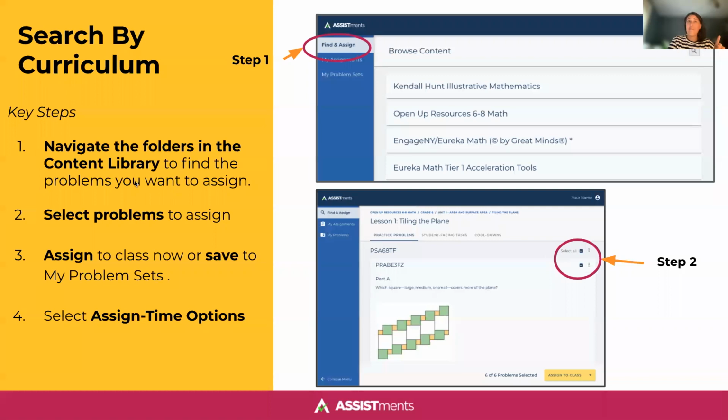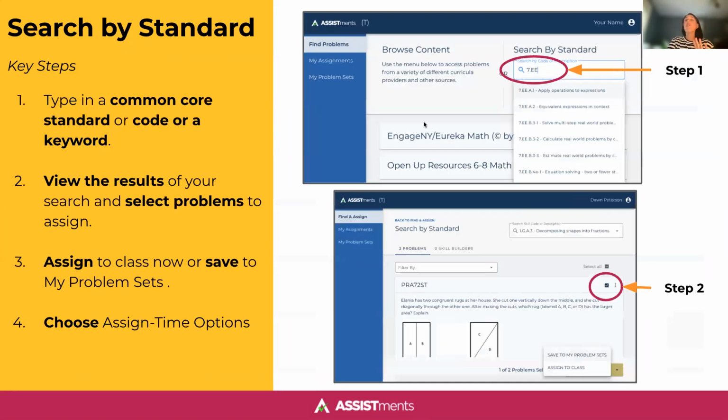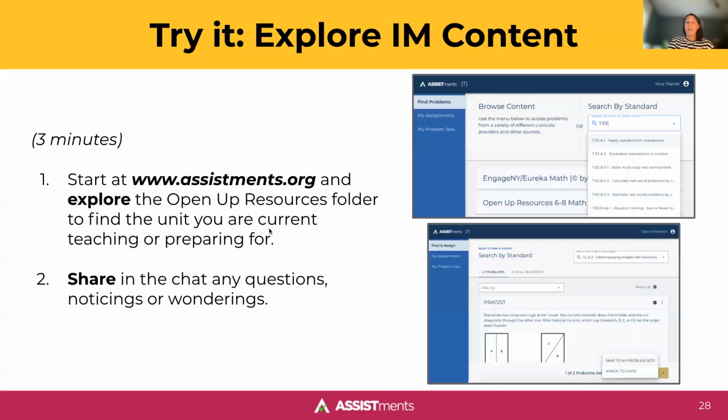So just to recap, you can navigate the folders in the content library, select problems to assign, and I'll talk more about assigning in a minute. Or you could go over to the search by standard box, either type in a word, a description, or the skill code if you have that Common Core skill code, and then you'll find all the problems and you can filter by Open Up. All right, so we're going to take just a 3-minute break right now.